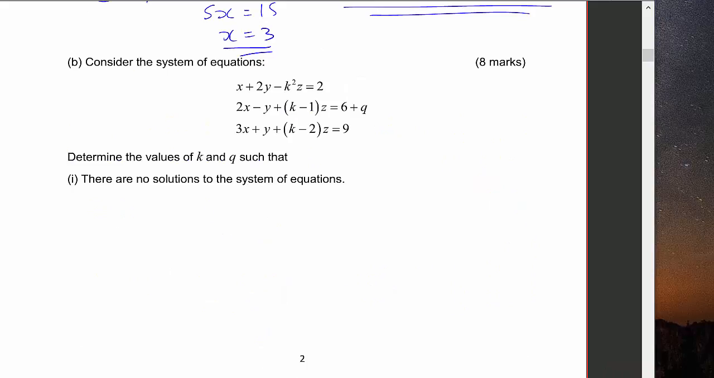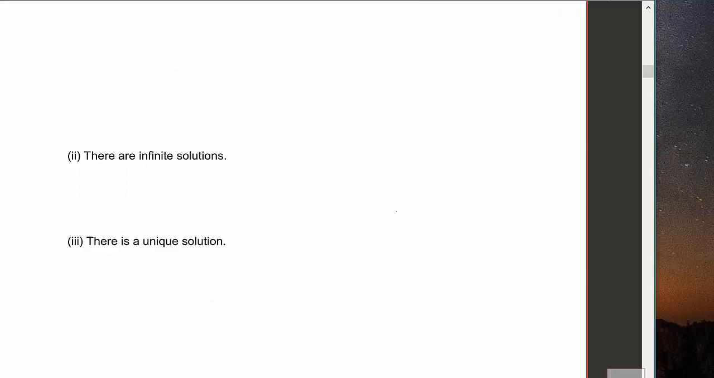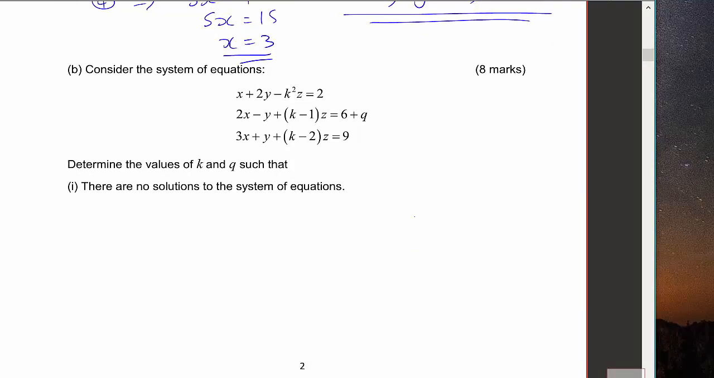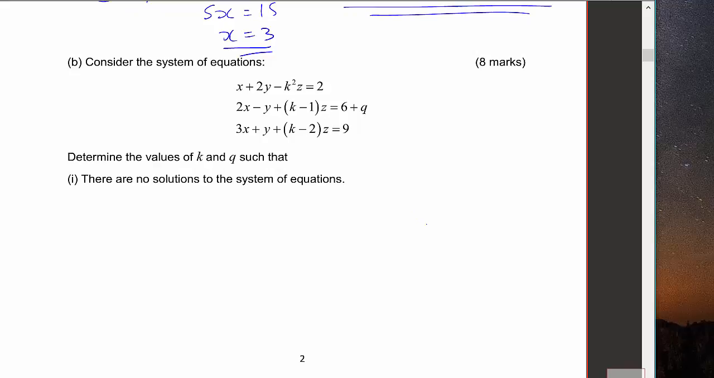We now have another system of equations. We want to find the values of k and q such that there's no solutions to the equation, there's infinite solutions, and there's a unique solution. So we're going to start by eliminating things, as we do normally.